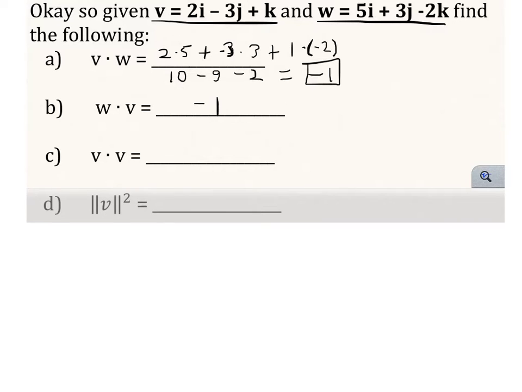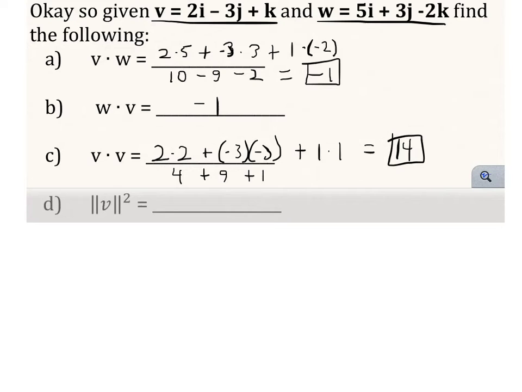V dot V. So let's find V dot V. Again, we get 2 times 2 plus negative 3 times negative 3 plus 1 times 1. So we end up with 4 plus 9 plus 1. So that's going to end up equaling 14. Okay? And just like before, the magnitude squared will be V dot V. Alright? Same exact thing.